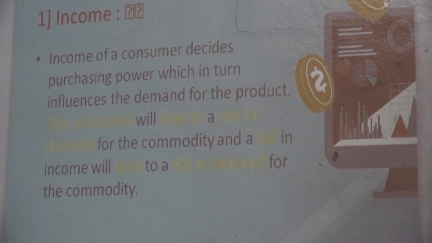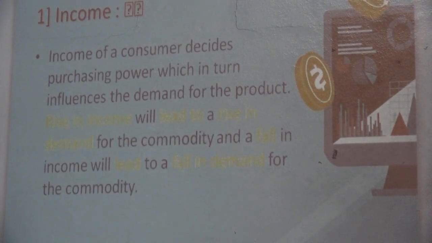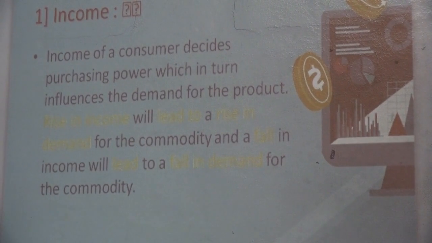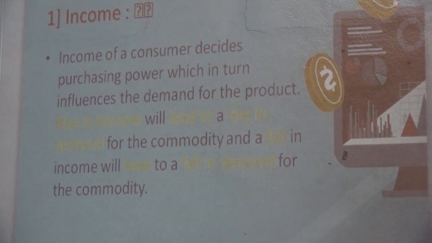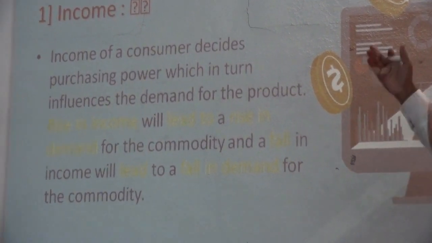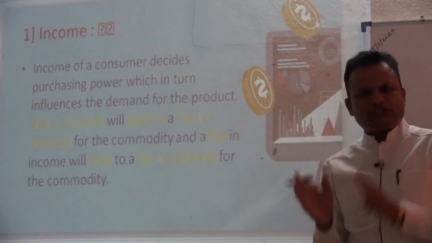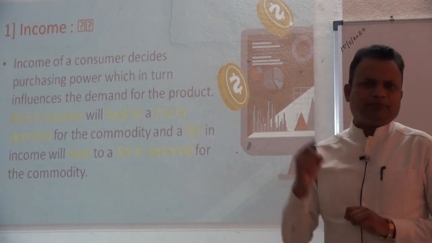The second determinant of demand is income. We changed the order here. Income, this factor also affects the quantity of the commodity demanded. As income rises, a person will be capable of buying many more quantities of the commodity. And if income declines, automatically he will not be able to purchase as many units of the same product. This slide states the same thing to us. A rise in income affects the purchasing capacity of the person. Purchasing capacity means the buying capacity of the person.